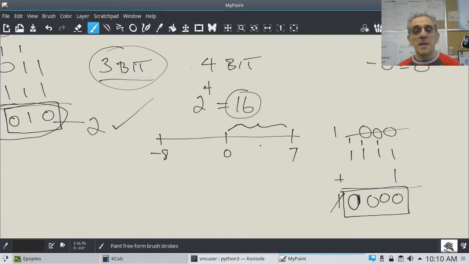Okay, but to map 1 to 7 to negative, you just take it, whatever it is. So let's say, for example, if we took 7, 1 1 1, flip the bits, 0 0 0, and add 1.